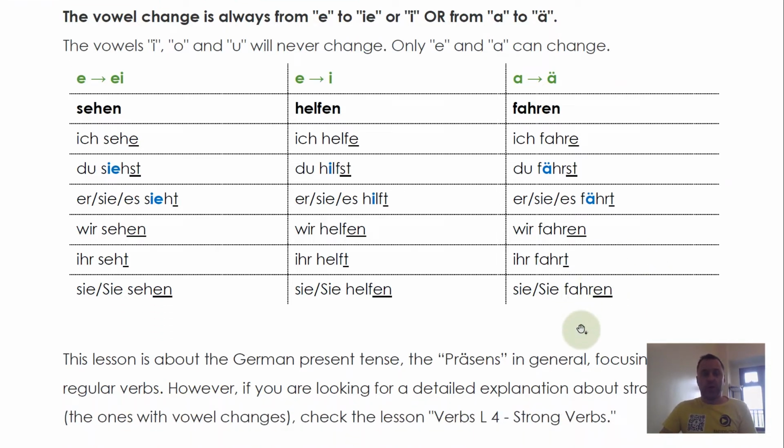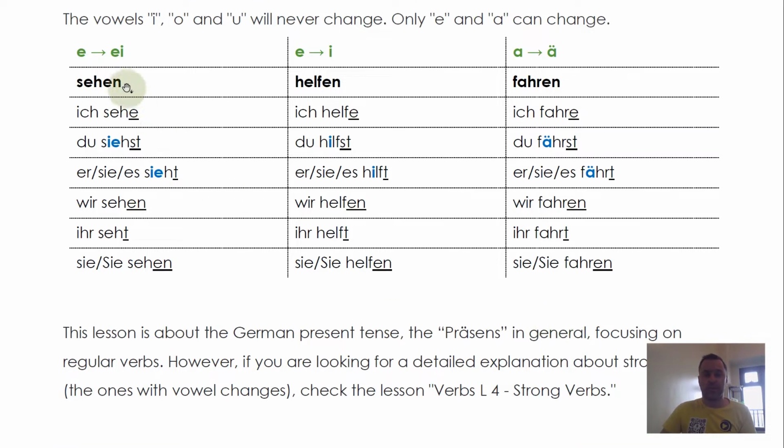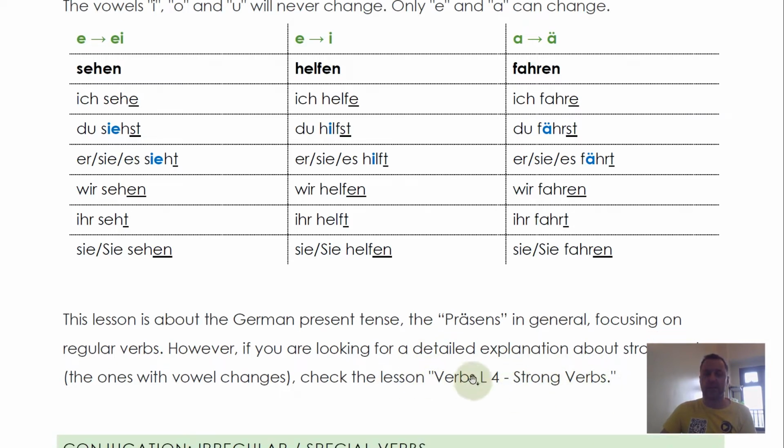So how do you know which verb is doing this? The short version of it: if it is here in the first syllable, you have a 95% chance that it will change. The more detailed information about that you can find in my lesson about strong verbs in particular. There is a separate lesson about that. I will link this in the info cards for you the moment I publish it.